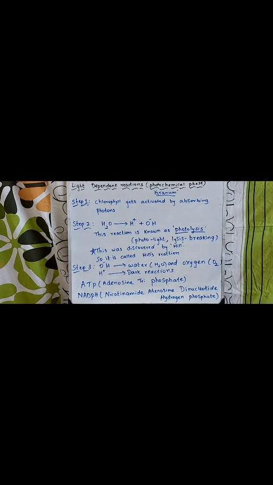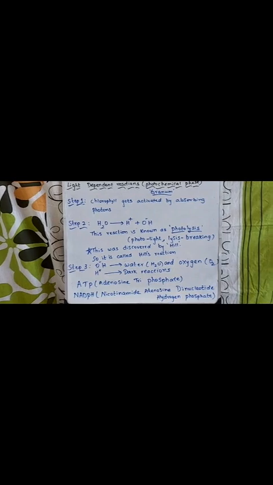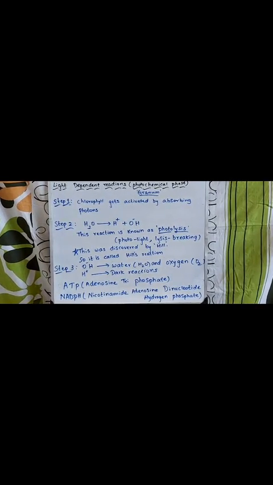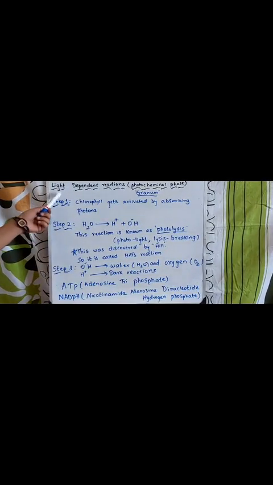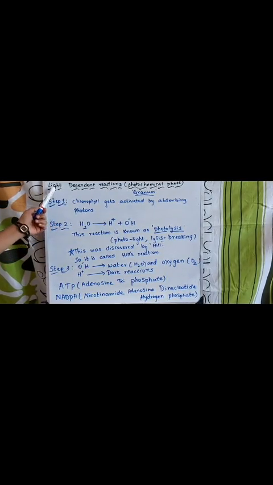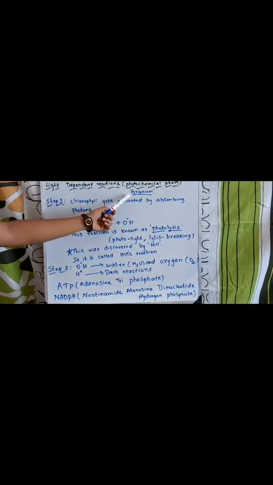Now, let us see the mechanism of photosynthesis. The first step here is light dependent reaction. These light dependent reactions are also known as photochemical phase. These light dependent reactions will take place in the granum of chloroplast. Here in the light dependent reactions, there are three steps involved.